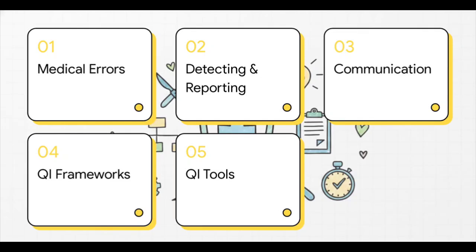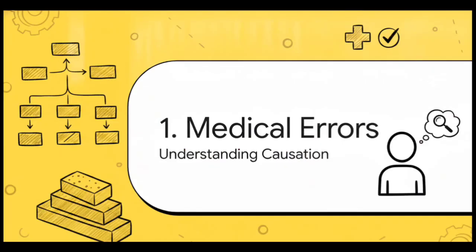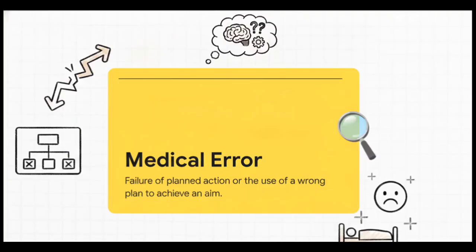Here's our roadmap. We're covering 5 core domains today: medical errors, detecting and reporting, communication, quality improvement frameworks, and specific QI tools. Starting with Section 1, we're diving straight into the taxonomy of medical errors and accident causation. So the Institute of Medicine estimates up to 98,000 hospital deaths happen every single year just from preventable medical errors.